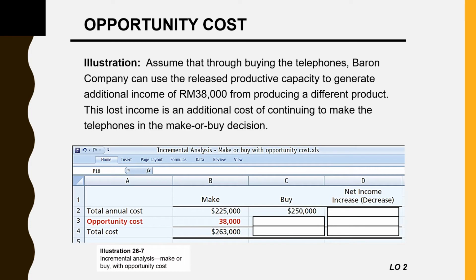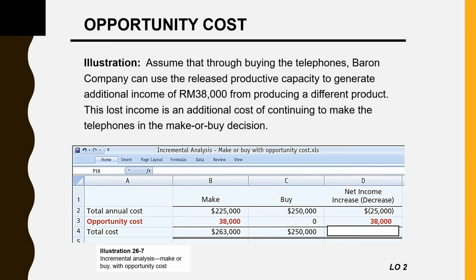Under buying the telephone, total annual cost: 250,000, opportunity cost: 0, and then total cost: 250,000. So we get the net income decrease of 25,000.